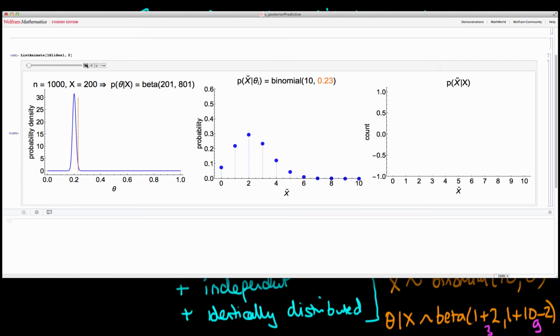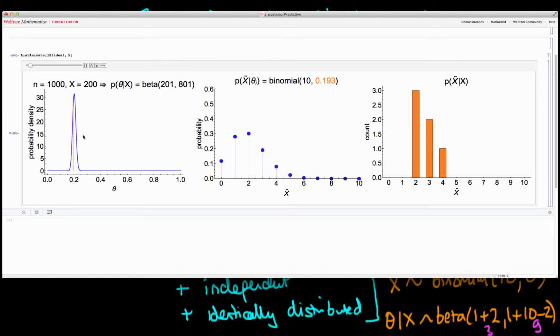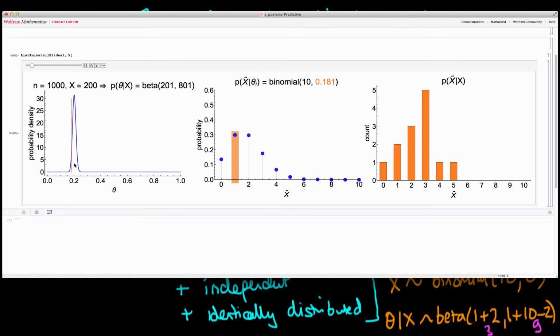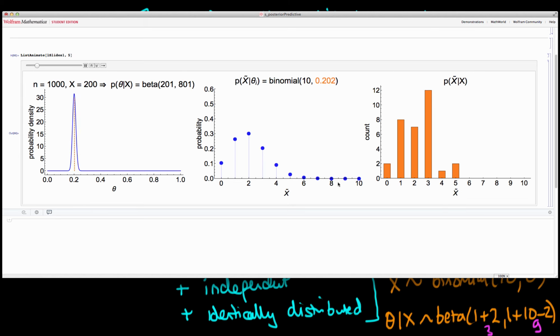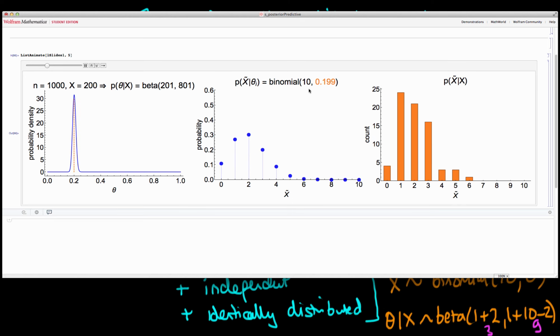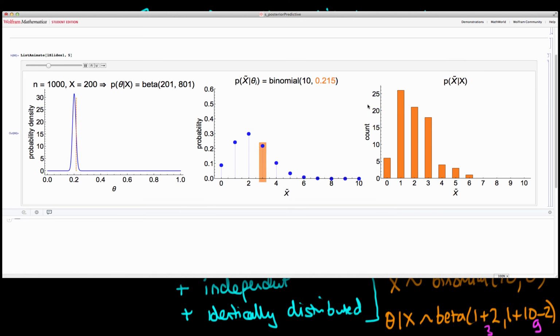So now if I run this process, we can see that the values of theta that I'm sampling tend to be pretty close to one another and close to 0.2. And because of that, our binomial sampling distribution in the middle here isn't changing much between iterations. And I should have said that even though we collected a sample of 1,000 children in our original sample, I can still predict the number of children out of 10 in a new sample that were to be able to read.